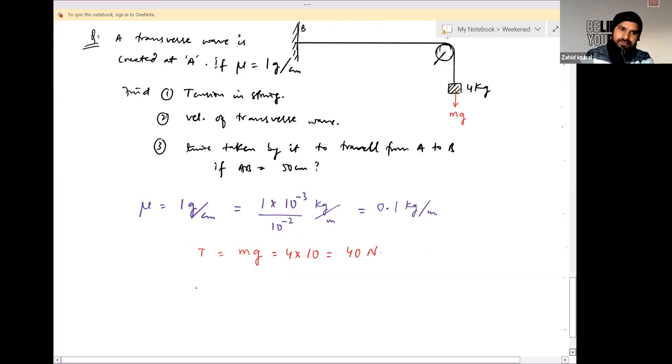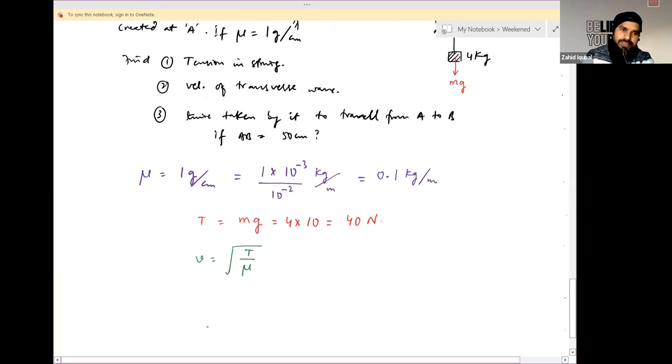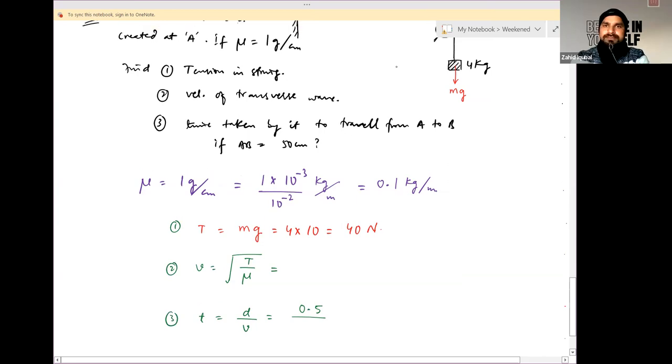Now we have tension and we have linear mass density. Put in the formula, velocity equals root under T divided by mu, and simplify it to find the velocity. In the next part, you have to calculate the time taken by the wave to go from A to B. So time taken equals distance divided by speed. Distance from A to B is 50 cm, so you may write 0.5, and velocity from the above expression. Just put this in and simplify it, you'll get your answer. First, write it down.